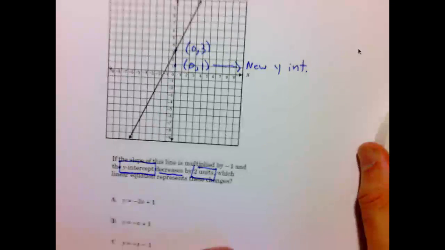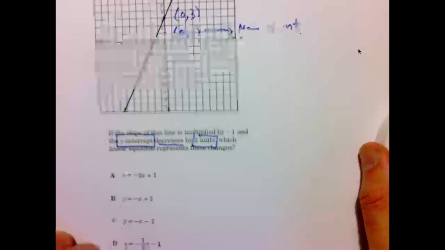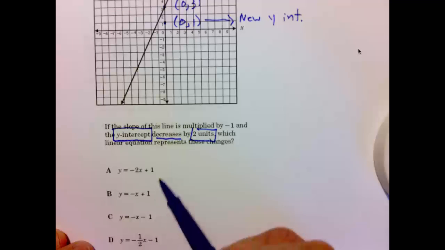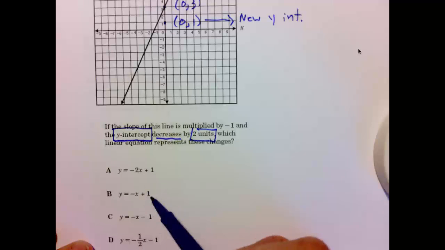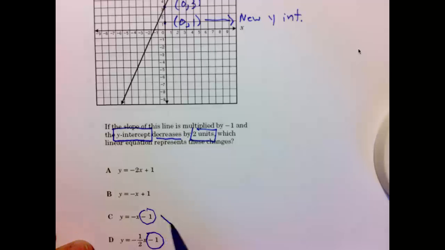Well, looking at the equations, they're all in slope-intercept form, so we just need to evaluate the constants. Plus 1, possibility. Plus 1, possibility. Here, -1 and -1. Both C and D have a y-intercept of -1. The constant term is the y-intercept.